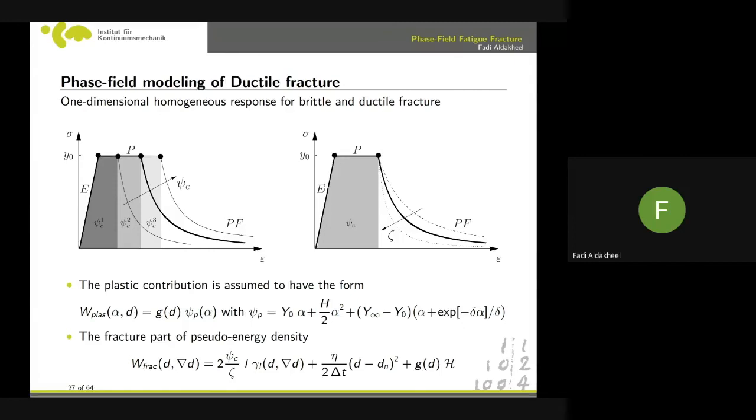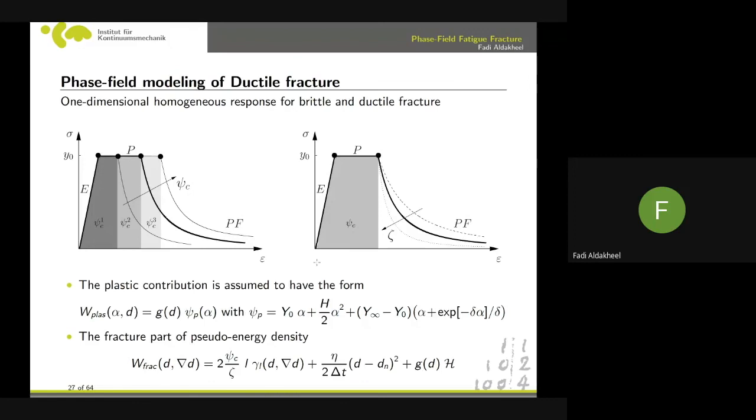So this can be described with another material parameter. Before we had the GC, now we have something called psi c, which is the critical energy, right? So this psi c can also be linked to the GC, if you have it from experiments. I can show you that in one of our papers where we have done that. So now let me first explain what this psi c is.